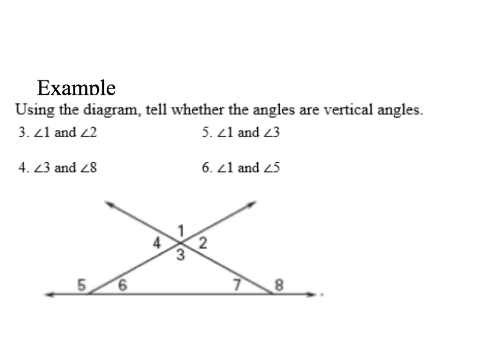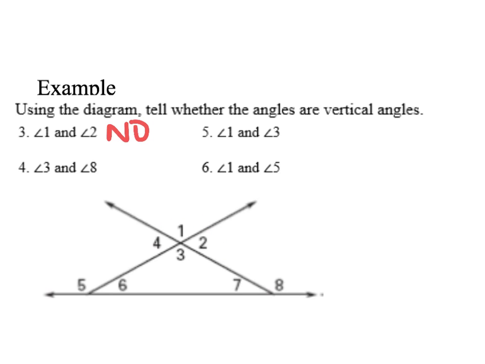Using the diagram, tell whether the angles are vertical angles. Angle 1 and angle 2. So we have angle 1 and angle 2. Those are not vertical angles. Okay, those are actually a linear pair. Those add up to equal 180, but they're not vertical.